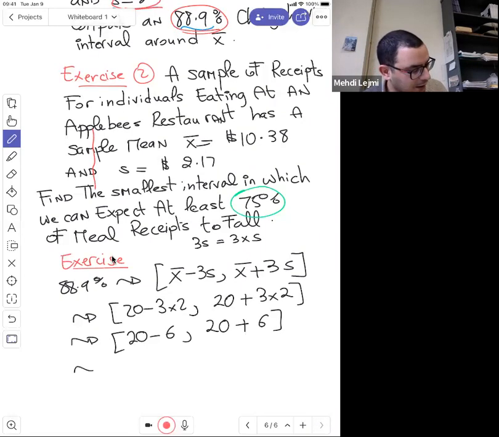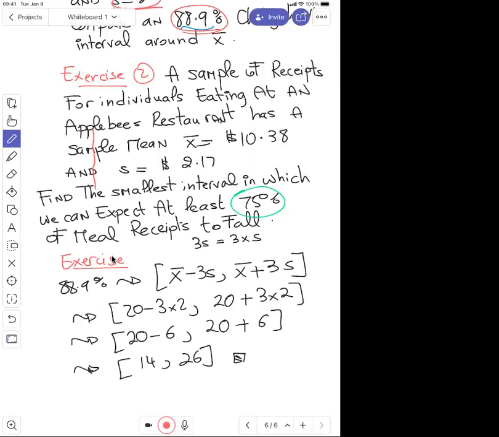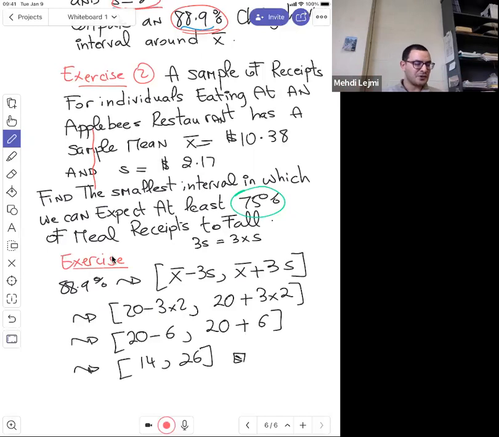So then 20 minus 6 is 14. And then 20 plus 6 is 26. And then you are done. That's it. And again, the idea is, so this is the answer, right?